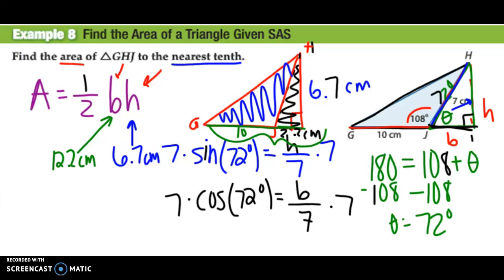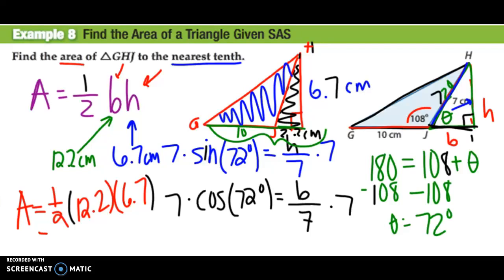And so the area of this big triangle that I've created, the big area of that is going to be 1/2 times 12.2 centimeters times 6.7 centimeters, so this is going to be 40.87 centimeters squared. Now that's the area of the whole big thing that I've created.